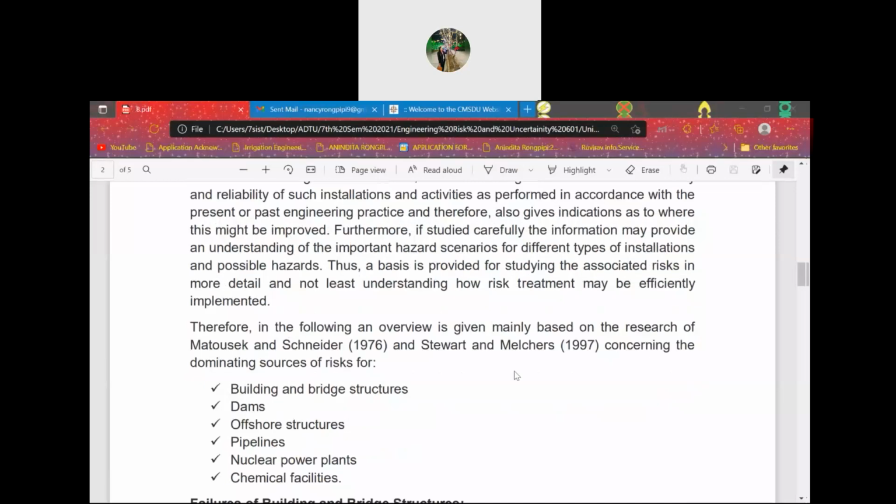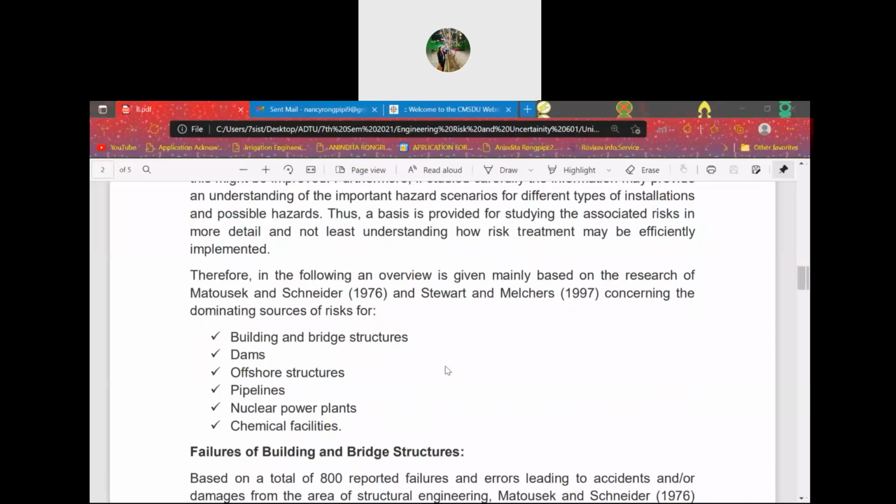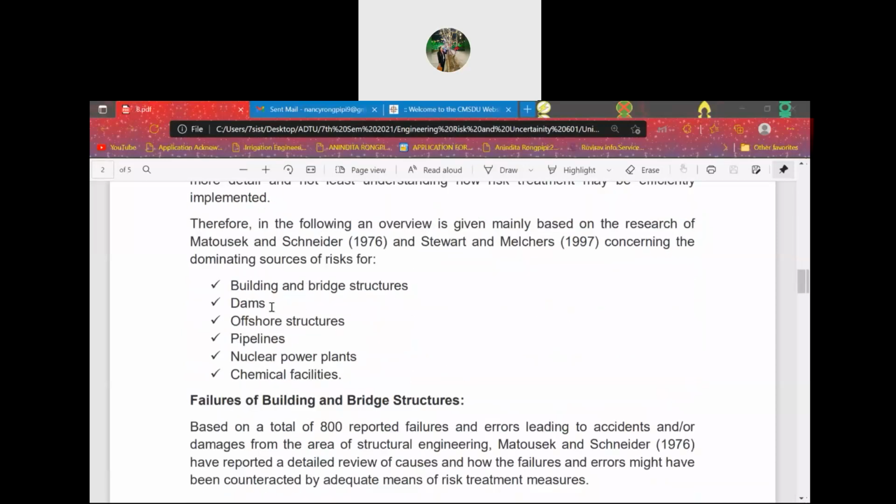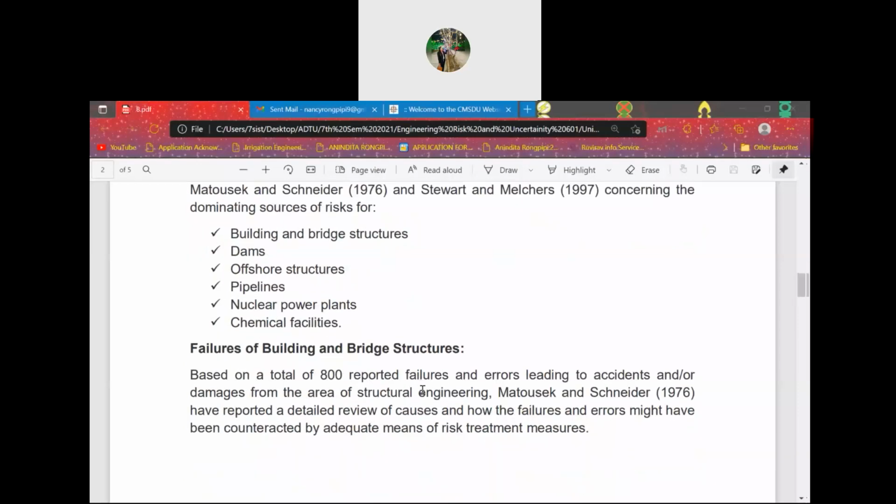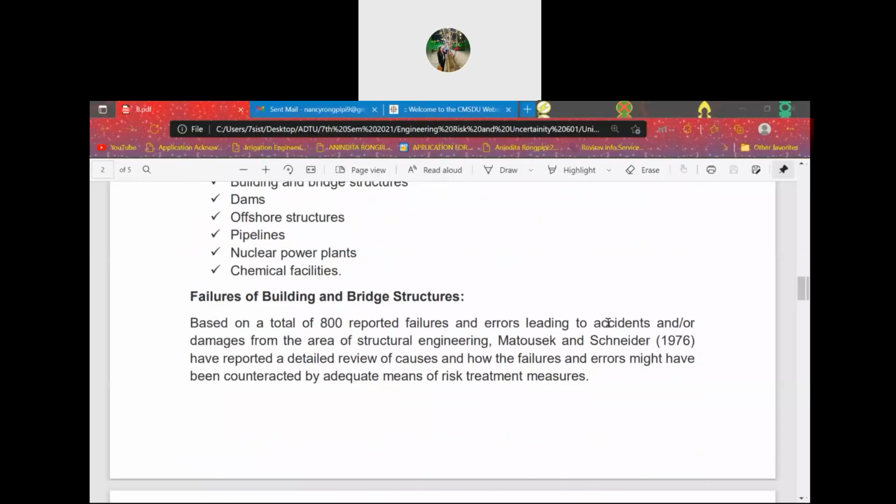Therefore, in the following, an overview is given, mainly based on the research of Matosek and Skinder 1976 and Stewart and Melchers 1997, concerning the dominating sources of risk for building and bridge structures, dams, offshore structures, pipelines, nuclear power plants, and chemical facilities. First, failures of building and bridge structures. Based on a total of 800 reported failures and errors leading to accidents and damages from the area of structural engineering, Matosek and Skinder in 1976 reported a detailed review of the causes and how the failures and errors might have been counteracted by adequate means of risk treatment measures.